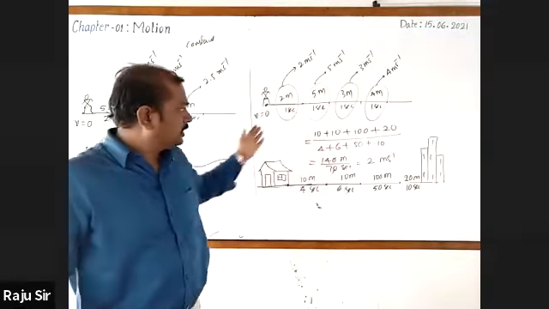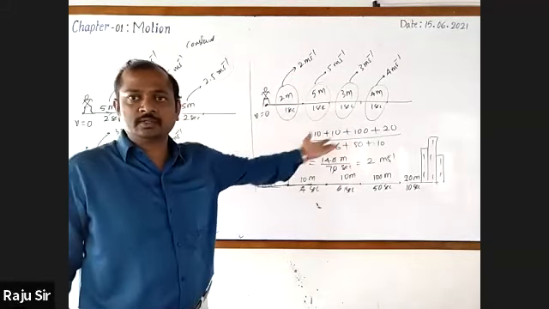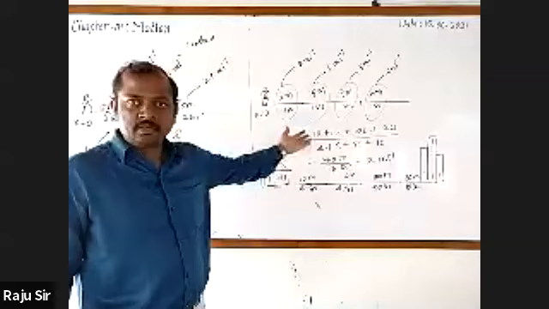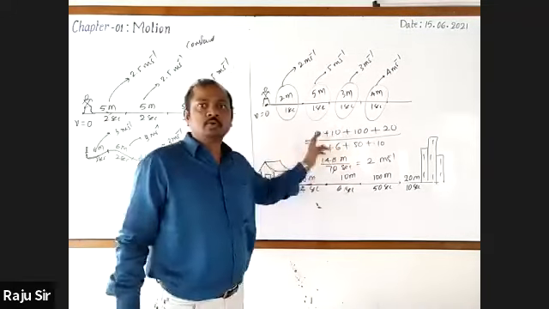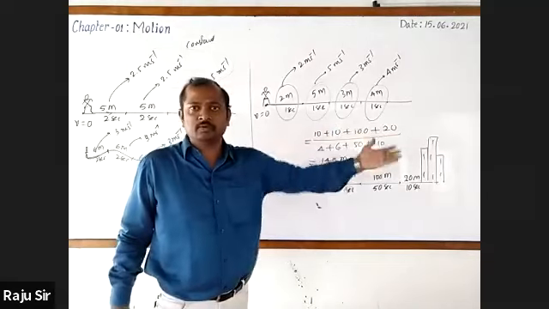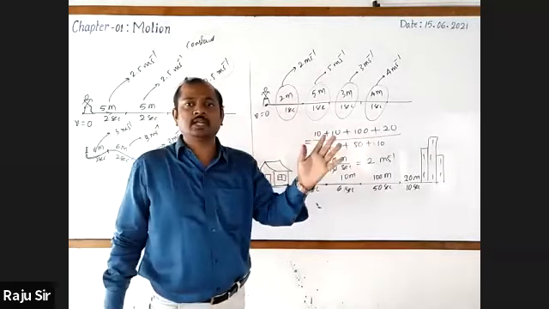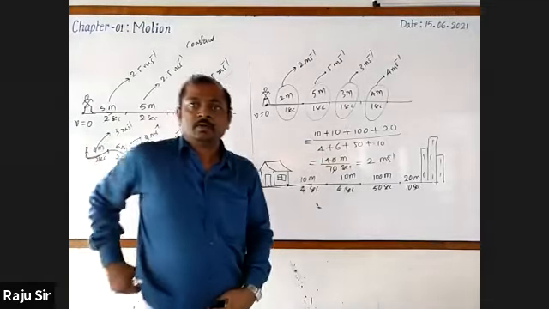Average speed is the total distance covered by a body in the total time. Got it? Once I repeat, the average speed is the ratio of total distance traveled by a body to the total time taken. Total distance traveled, total time taken. That is average speed. Followed? Very good.